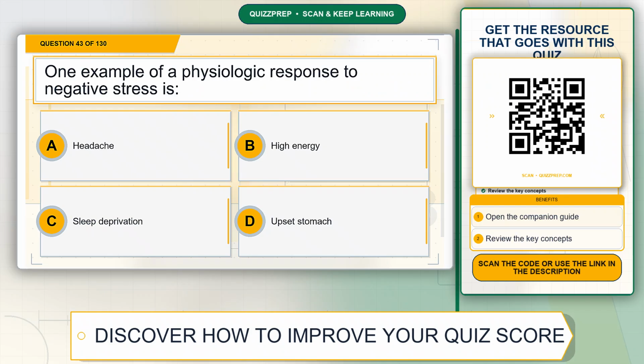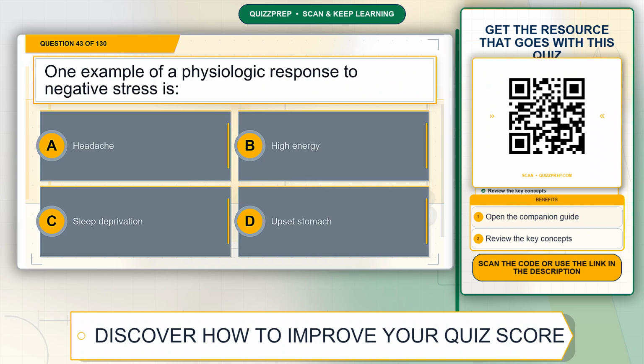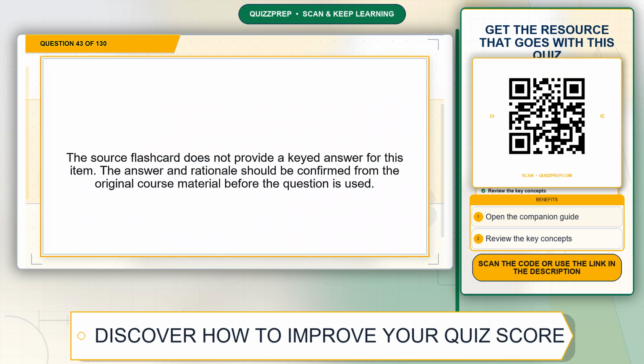Question 43. One example of a physiologic response to negative stress is: Option A, headache. Option B, high energy. Option C, sleep deprivation. Option D, upset stomach. The correct answer is now shown. Explanation. The source flashcard does not provide a keyed answer for this item. The answer and rationale should be confirmed from the original course material before the question is used.